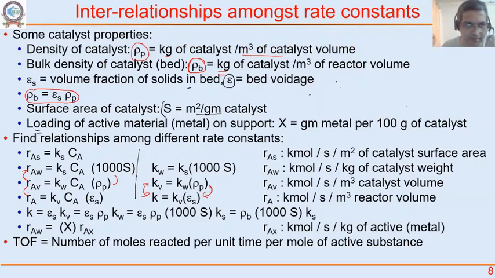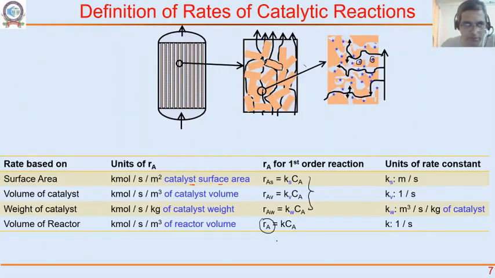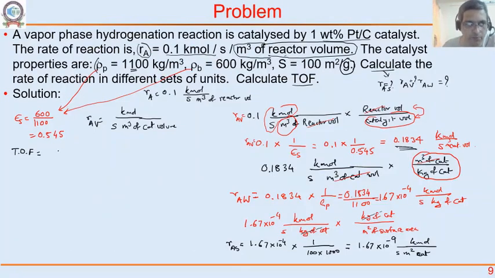Where did we define that? Yes, turnover frequency: the number of moles reacted per unit time per unit mole of the active substance. So it is kilomoles reacted per unit time per kilomole of active substance. In this particular case, what is the active substance? It is platinum. Per kilomole of the active surface, which means platinum.